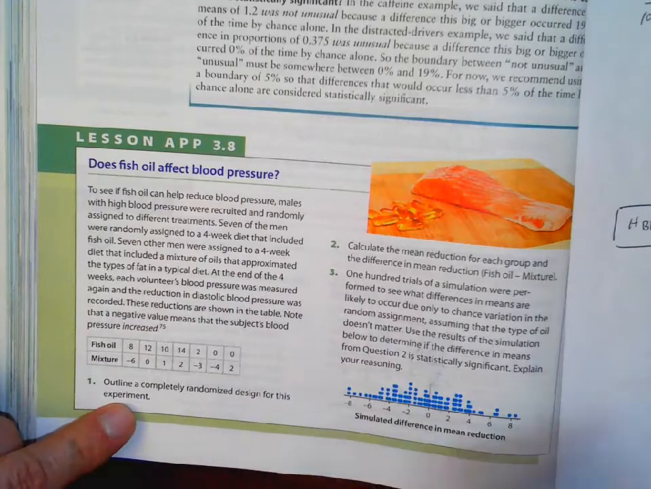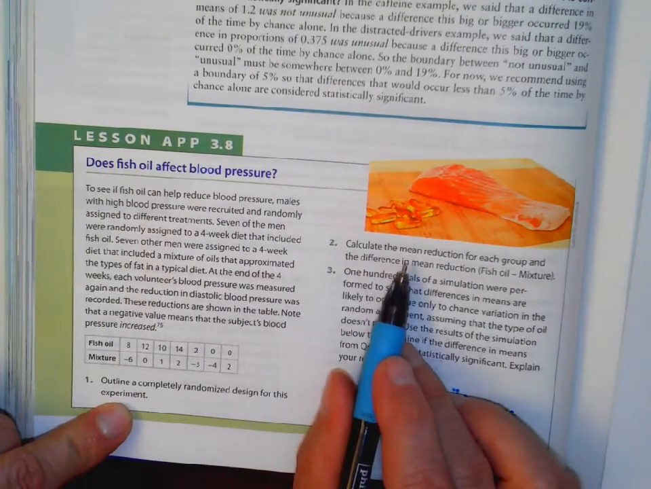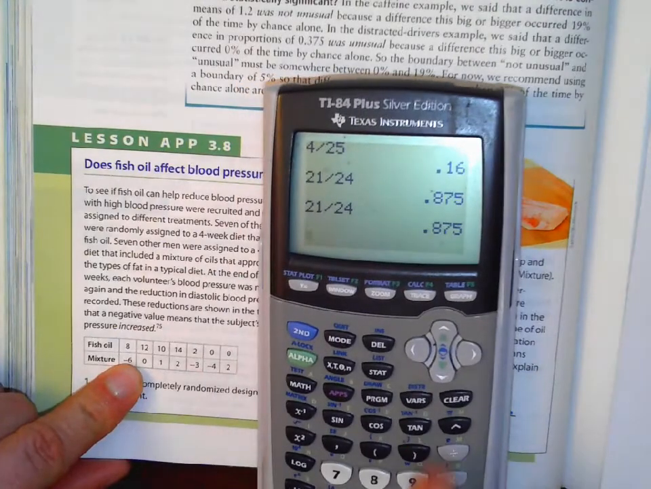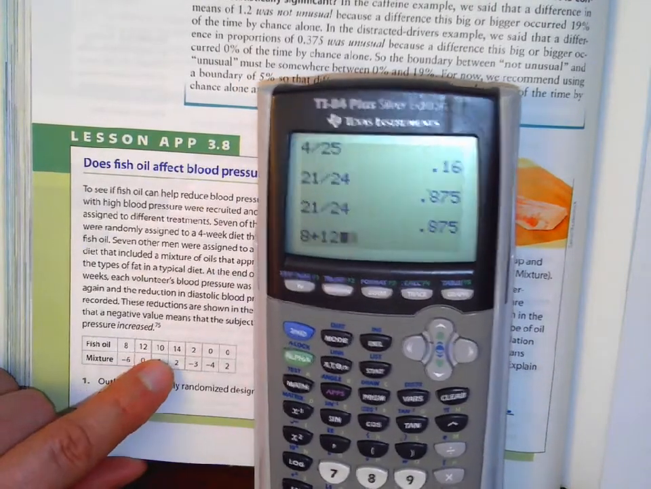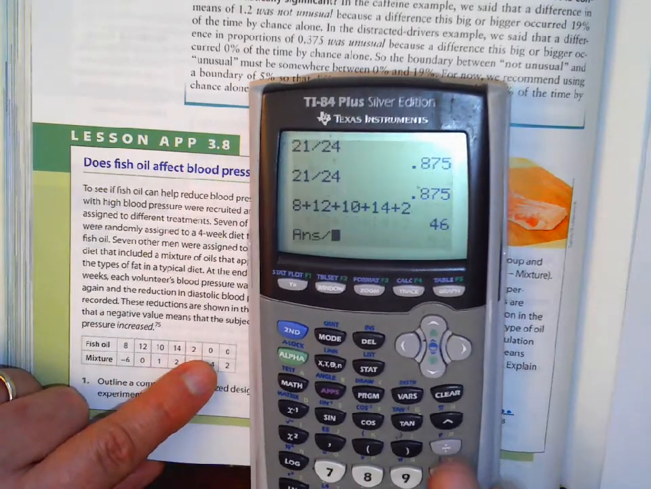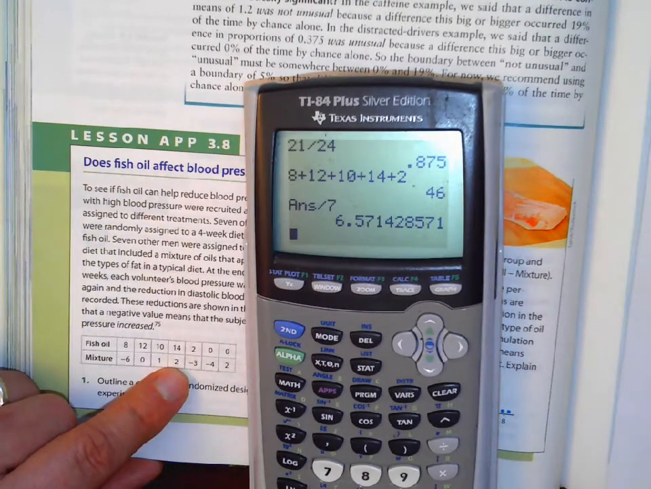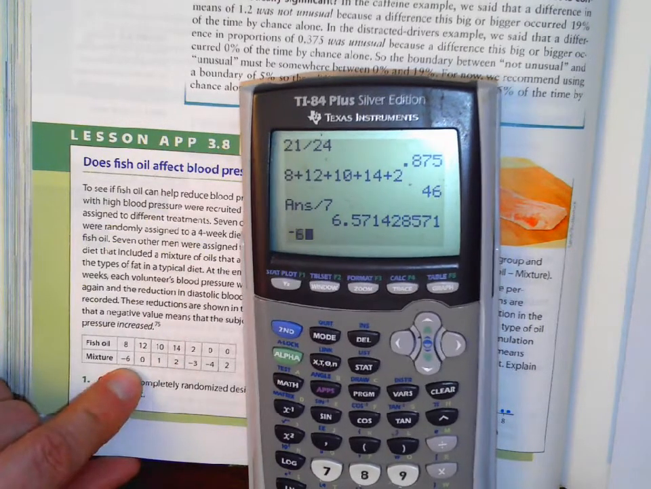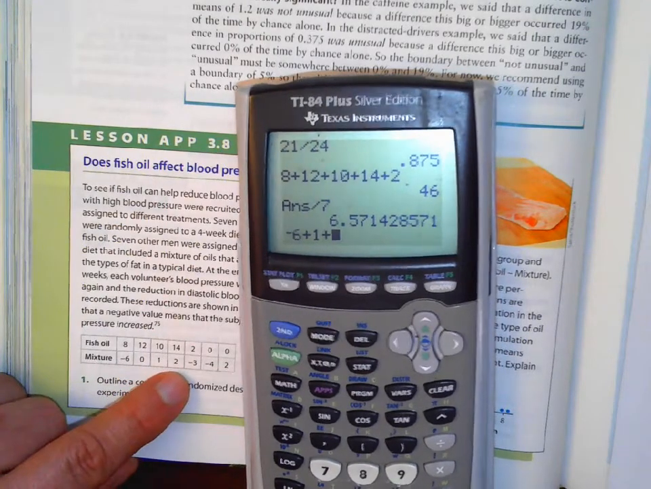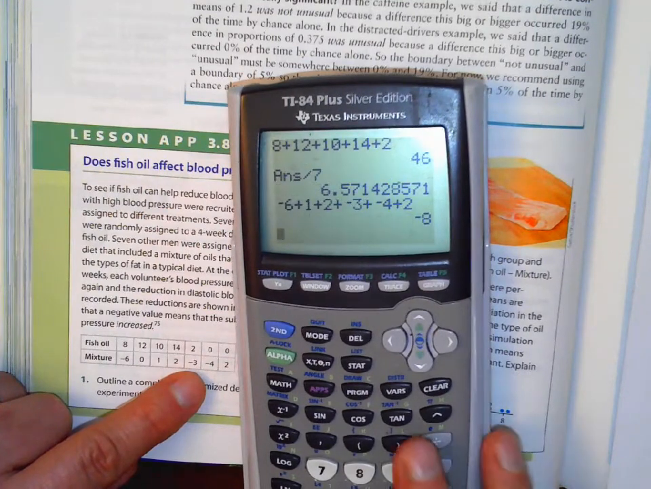Completely randomized design. We kind of did that right here, right? There's our design. Number 2, calculate the mean reduction. So we have to find the mean of these two groups. This group right here: 8 plus 12 plus 10 plus 14 plus 2 plus 0 plus 0, divided by 7, right? So that group had a mean of 6.57. And this one: 0 plus 1 plus 2 plus negative 3 plus negative 4 plus 2, divide by 7.